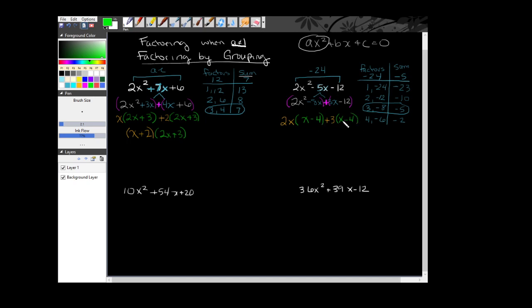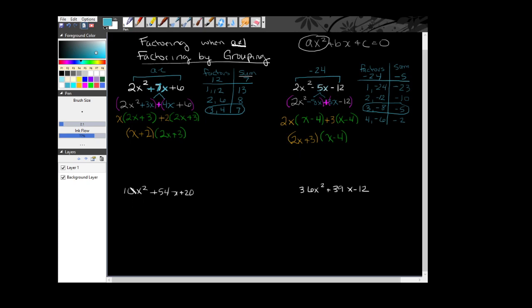So we want to make sure that the parentheses that are left match. I'm going to go ahead and write that copied set down here. And my other parenthesis is everything that we've factored out using the GCF, so my 2x plus 3. And there it is. So let's go ahead and let's do another one.